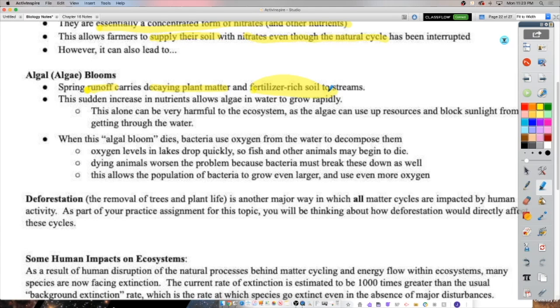Algae really loves nitrates. Algae is a plant, right? It's a producer. So you're right, it does love it. And algae is an important part of an ecosystem. But have you ever heard that too much of a good thing is a bad thing? Well, that's the case here.